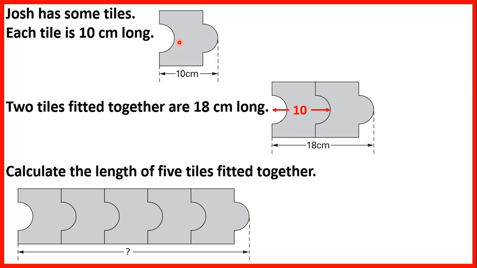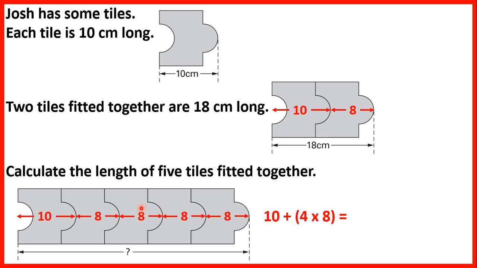So we know that one tile is 10 centimeters long, and that means the tile that's fitted together must be an extra 8 centimeters. So this first tile will take up 10 centimeters, and then we'll have 8, 8, 8 and 8. So we can work out the total length by adding 10 and then 4 8s. 4 times 8 is 32, and if we add that to 10, we get 42 centimeters as the length of 5 tiles fitted together.